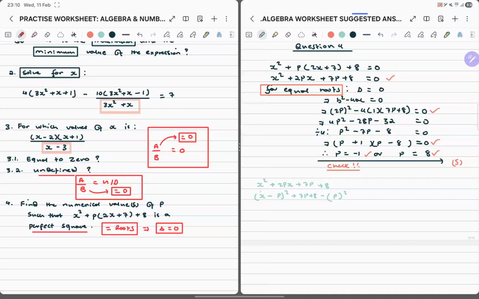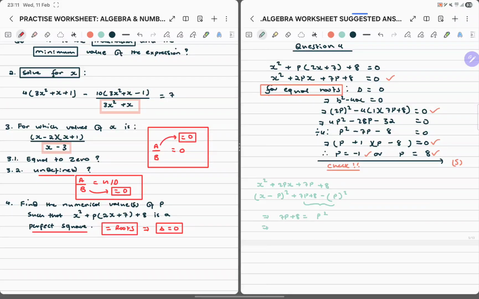As it stands, it is already a perfect square. Now, if this is to be a perfect square, it means these two must be equal, because this must cancel that. So what does this mean, guys? This implies that 7p plus 8 must be equal to p squared, because that's what we would get, isn't it? Because then this must kill that to leave us our perfect square.